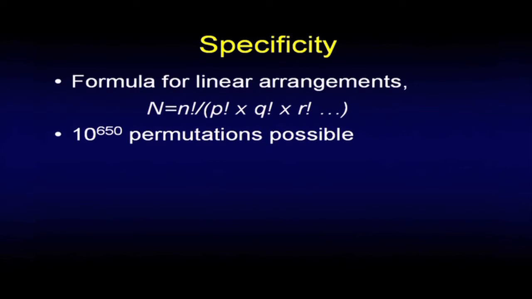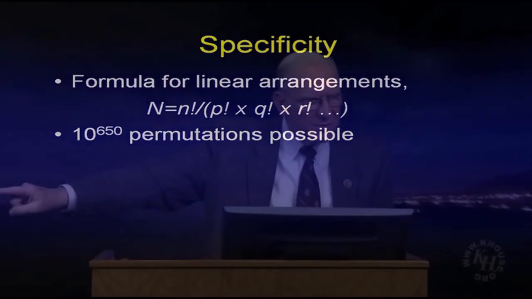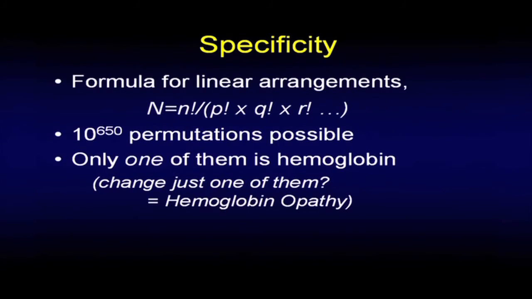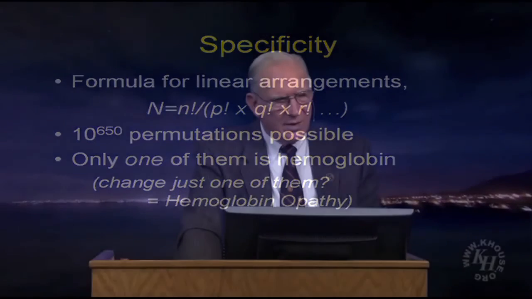It turns out that if you have a code not of 2 but of 20, and you've got 574 pieces you need in a row, the number of possible arrangements you could have is 10 with 650 zeros after it. Are you going to leave that to chance? Heavens no. If you got the wrong one, you've got death on your hands. And so only one of them is hemoglobin. And if you change just one of them, you have hemoglobinopathy, or death, if you will.